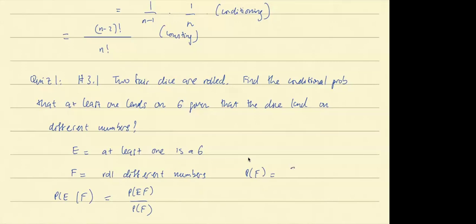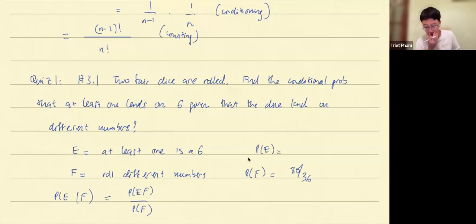30/36. What's P(E)? Oh, sorry, what would I say, it's P(E∩F). What's the probability that at least one is a 6 and you roll different numbers?